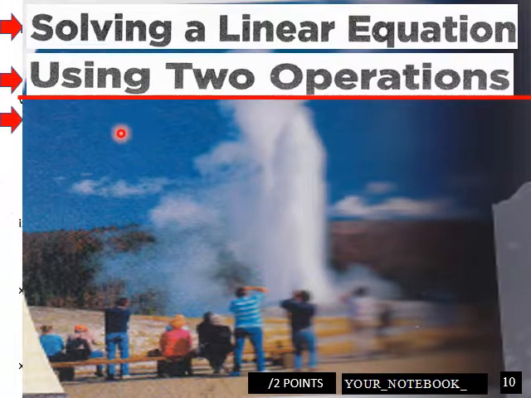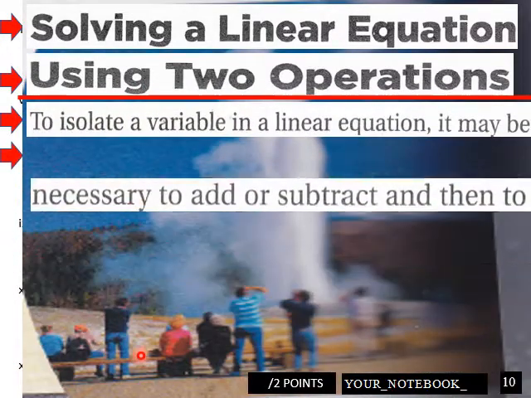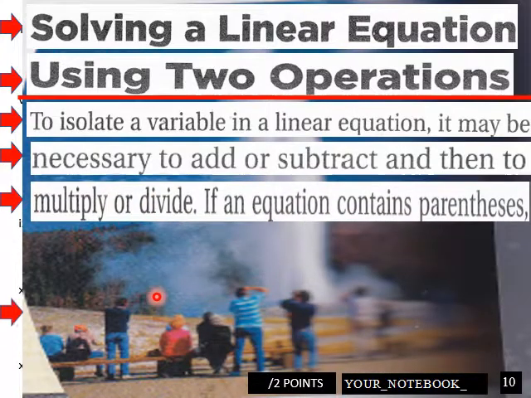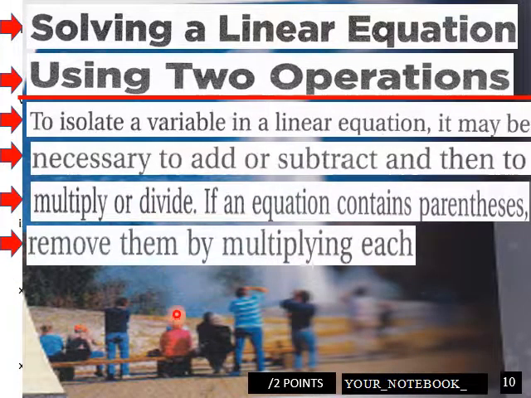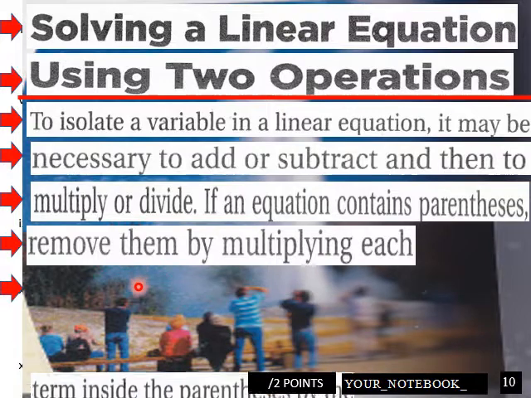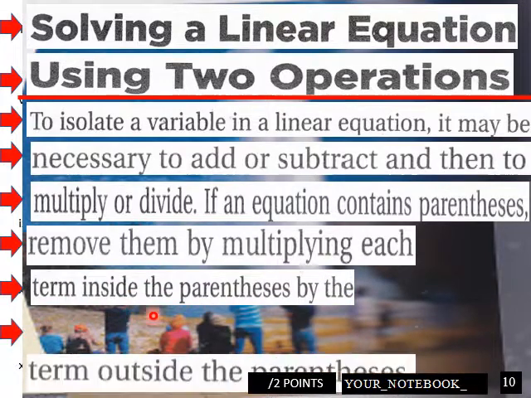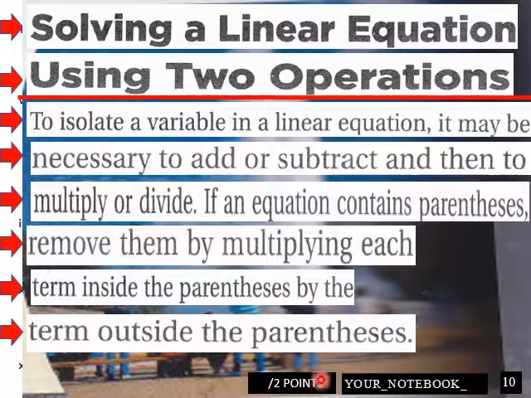Solving a linear equation using two operations. To isolate a variable in a linear equation, it may be necessary to add or subtract, to multiply or divide. If an equation contains parentheses, remove them by multiplying each term inside the parentheses by the term outside the parentheses.